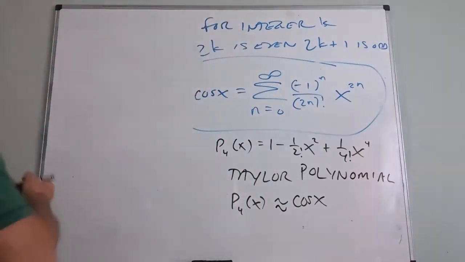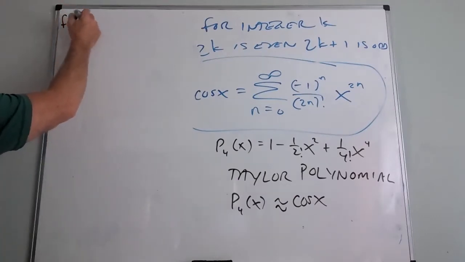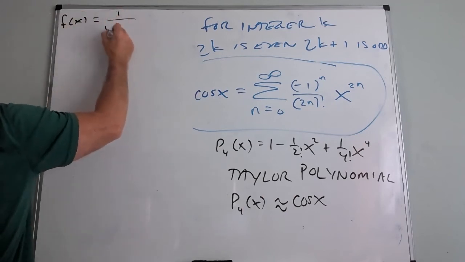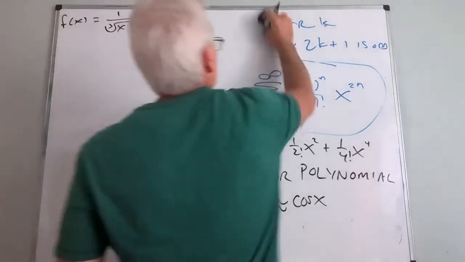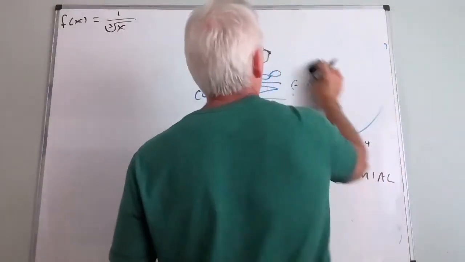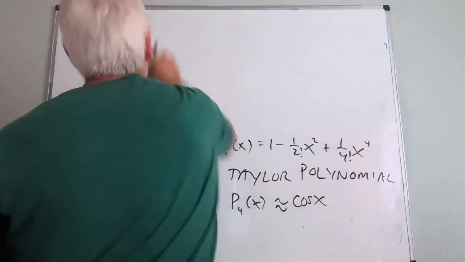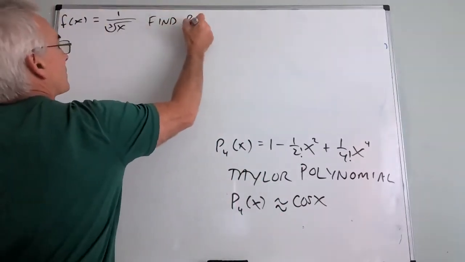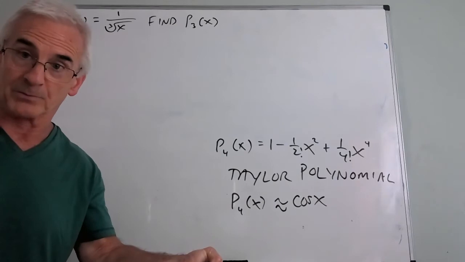So let's do an example. I want to use f of x. I'll do something terrible. How about 1 over the cube root of x? Now, what I want to do is get a Taylor polynomial. I don't want the whole Taylor series. I just want the first few terms. So we're going to find, first of all, P3 of x. That means the third degree Taylor polynomial. There are no roots in the Taylor polynomial.